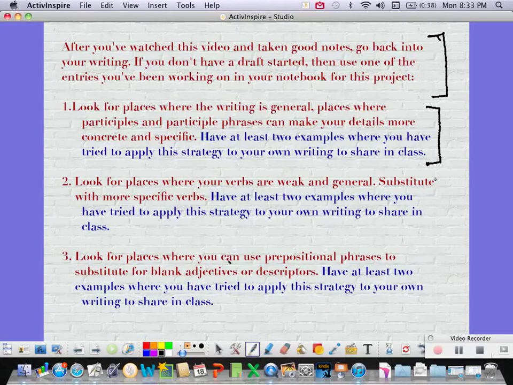The second thing I want you to do is to go back into your writing and look for places where your verbs are weak and general. Is, am, are, was, walked, said, sat. Try and replace them with concrete, strong action verbs. 2 places for there as well. And finally, go back into your writing and look for places where you've used those blank adjectives, happy, sad, mad, glad. Try and take out those adjectives and add a prepositional phrase or 2 to your writing and see what it does. And again, I would like you to have at least 2 strategies, please.